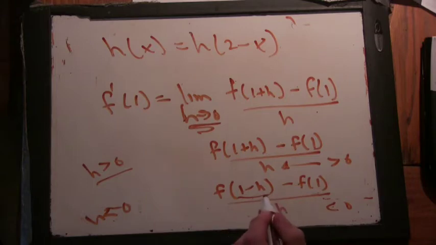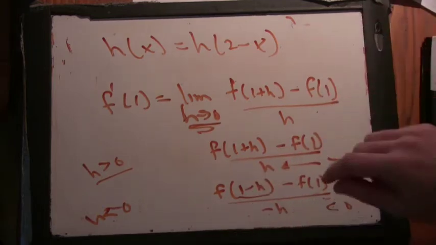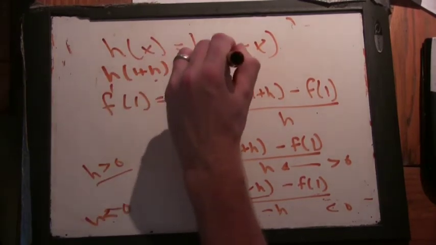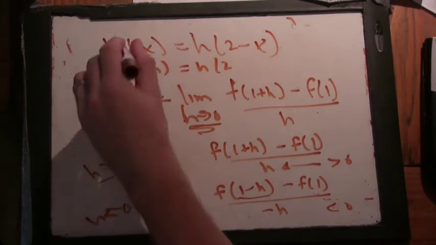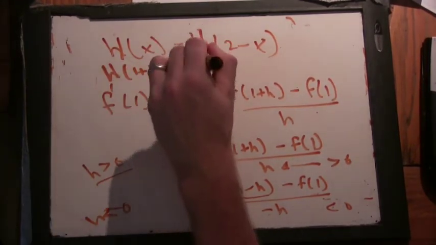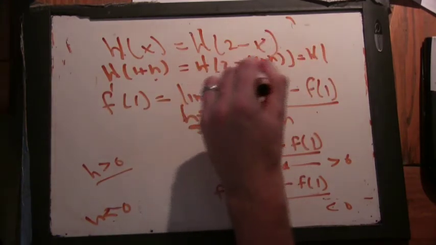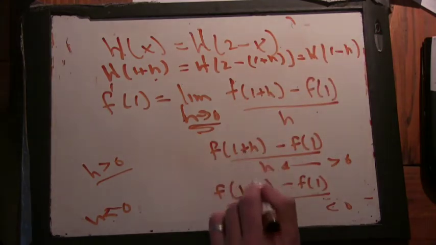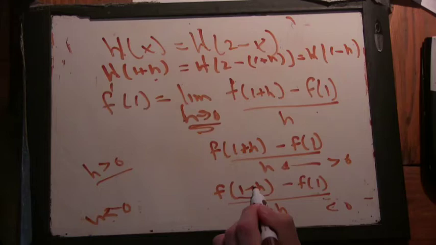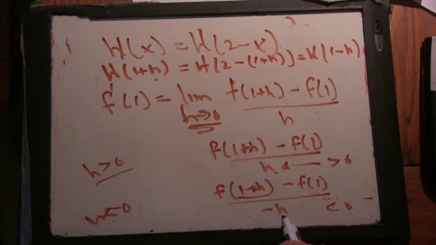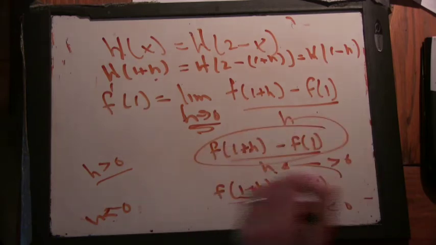But f of 1 minus h, if h is the same size, by our symmetry, f of 1 plus h, if h is positive, equals f of 2 minus (1 plus h), which is f of 1 minus h. So the top and bottom here are the same. You see that? So whether it's positive or negative on the top, who knows? But the bottom here is positive and the bottom here is negative. So that means a positive value has to equal a negative value.